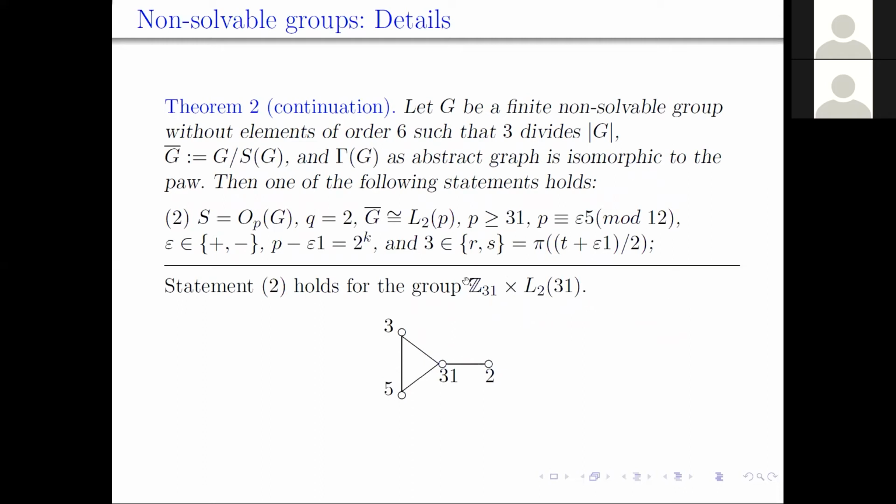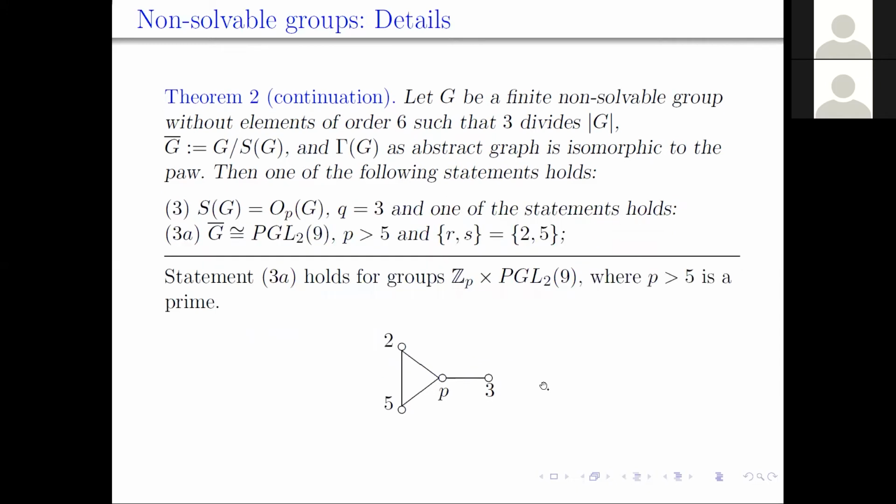And this slide shows the Gruenberg-Kegel graph of this group. The last case of this theorem, S of G is equal to O_P of G, Q equal to 3. Then there are three possibilities.